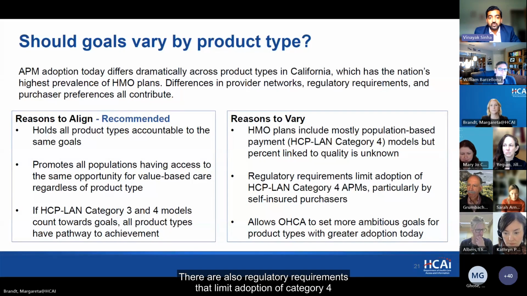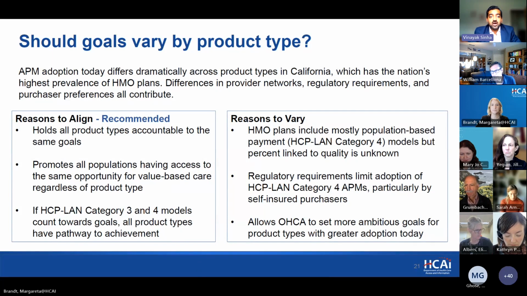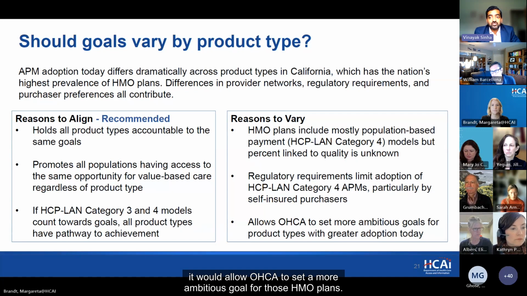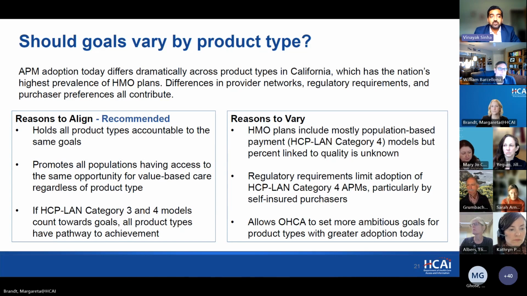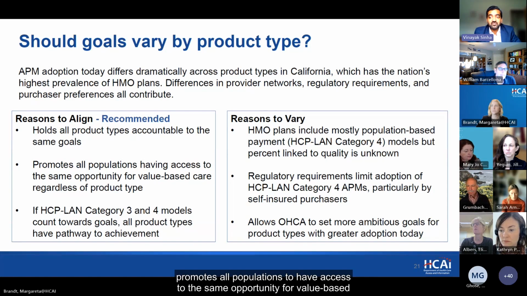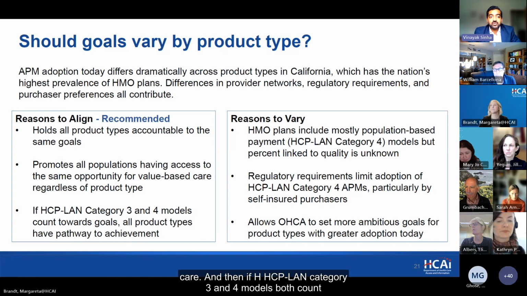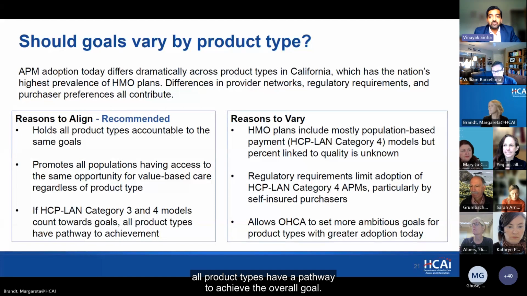There are also regulatory requirements that limit adoption of Category 4 payments, particularly among self-insured purchasers. And similar to the payer type discussion, it would allow OHCA to set a more ambitious goal for those HMO plans. Similarly, there's also good reason to align across product types. It holds all product types accountable to the same goal and promotes all populations to have access to the same opportunity for value-based care. And then if HCP LAN Category 3 and 4 models both count towards the goals, all product types have a pathway to achieve the overall goal.